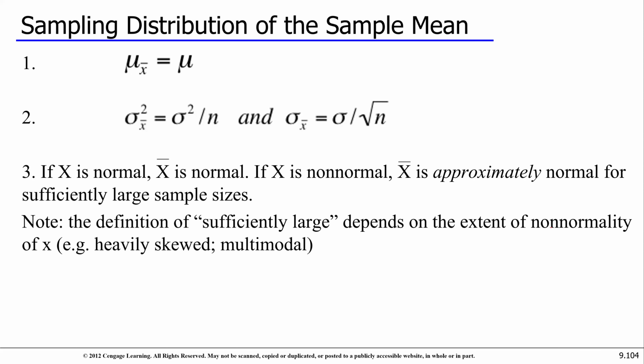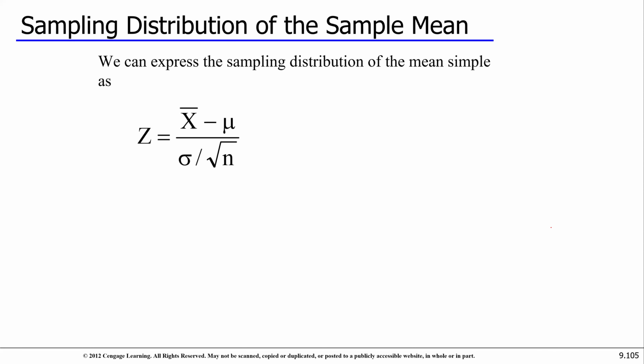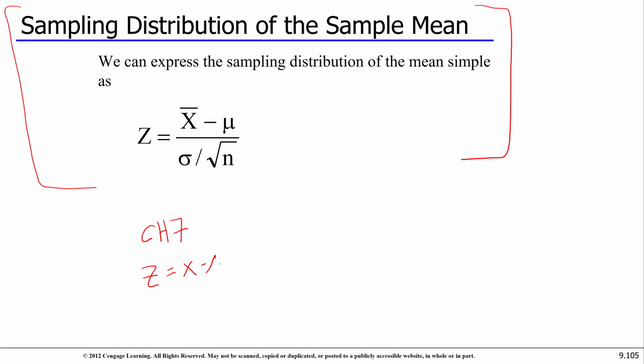Okay, so we covered this before. Now, this slide, I want you to have down word for word. You'll see on the very top, it says sampling distribution of the sample mean. This is how you standardize for this chapter. So think back to the last chapter. In chapter 7, our standardization formula was z equals x minus mu over the standard deviation.